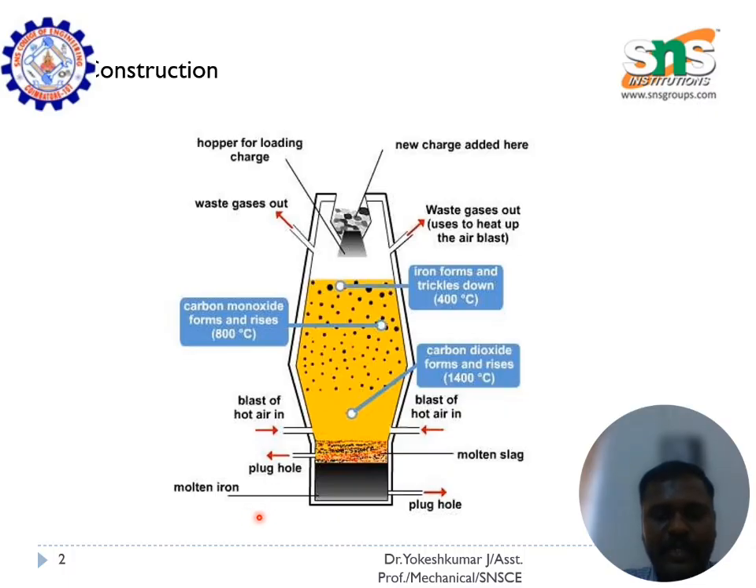And at the bottom we have a plug hole. It is used to collect the molten iron, and slightly above the plug hole we have another plug hole. It is used to collect the molten slag.